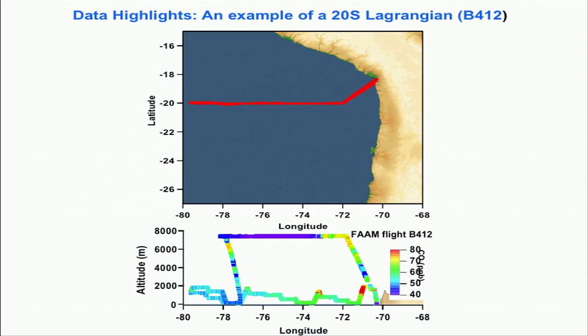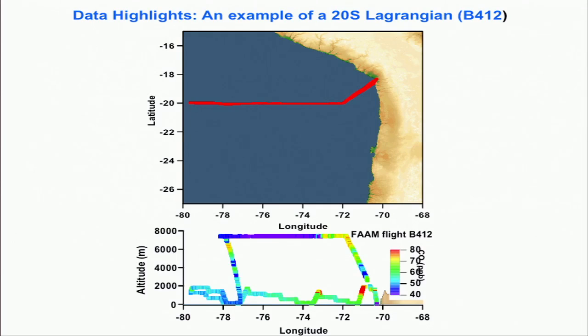Now, this particular cross-section of that flight on this particular day, we've color-coded according to, sorry, it's hard to read this scale. This is actually the concentration of carbon monoxide. Why carbon monoxide? Well, remember, carbon monoxide is a good tracer for pollution.